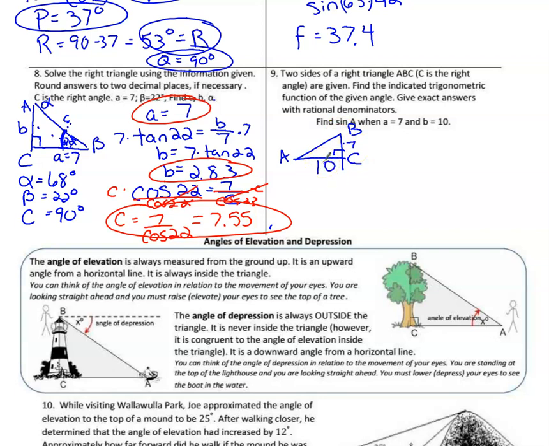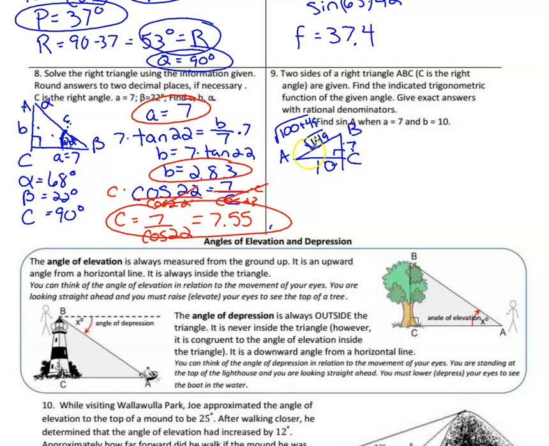So one leg is 7, one leg is 10. Those are not Pythagorean triples, so we have to use the Pythagorean Theorem. 10 squared is 100, 7 squared is 49. So the square root of 100 plus 49, the square root of 149, is our hypotenuse. I did 10 squared plus 7 squared equals this side squared, so to solve for this one, I had to take the square root.